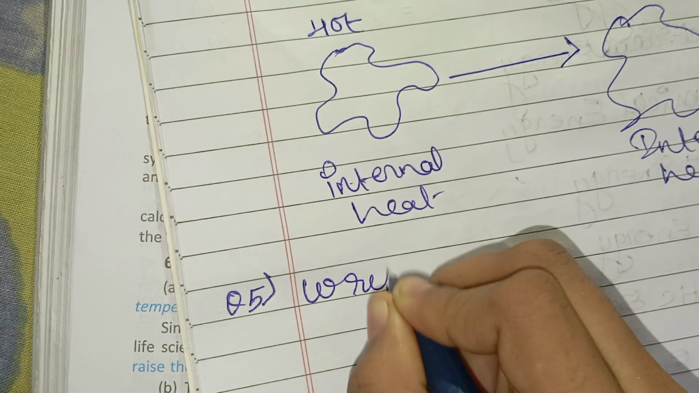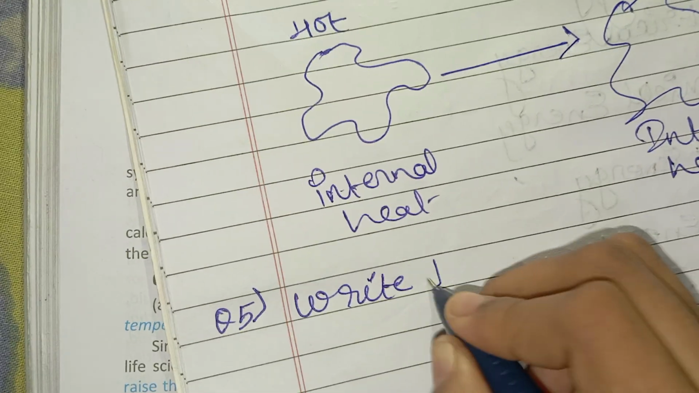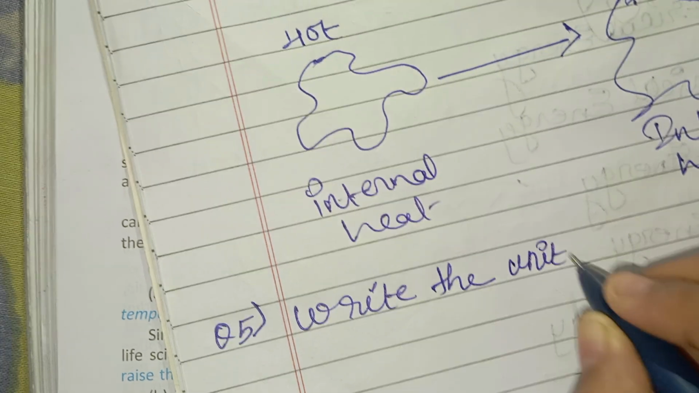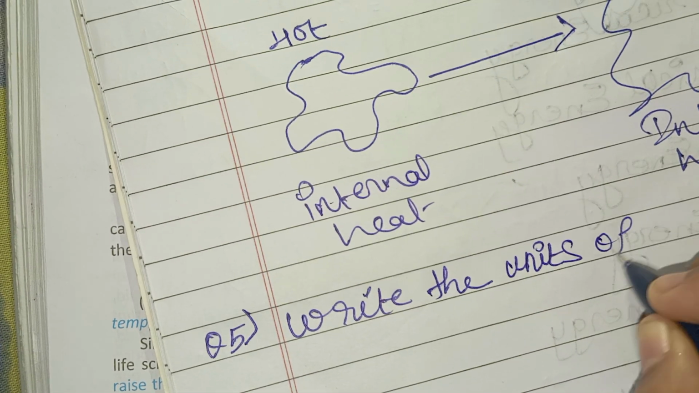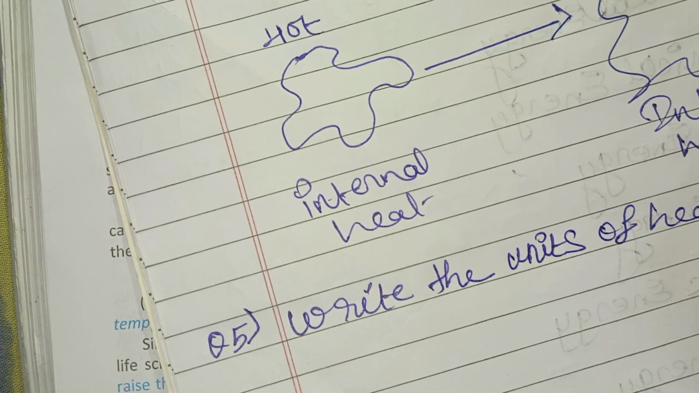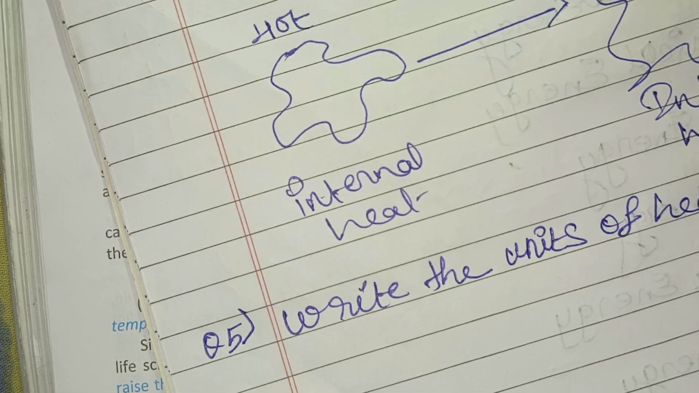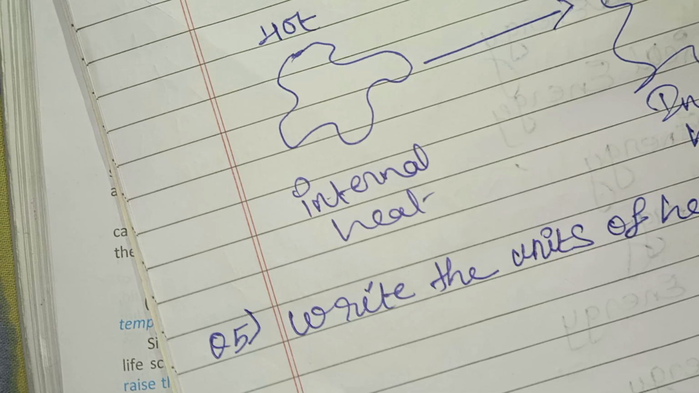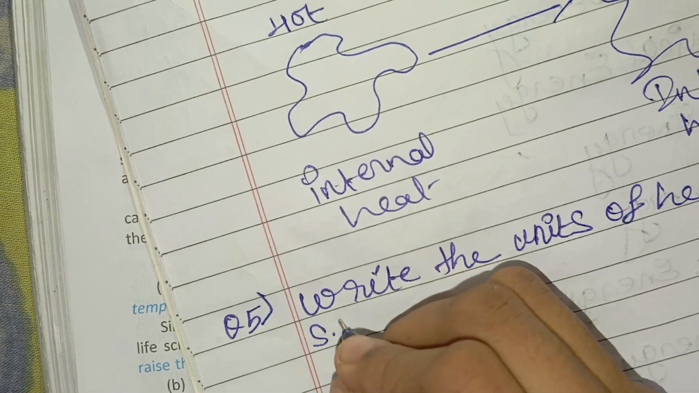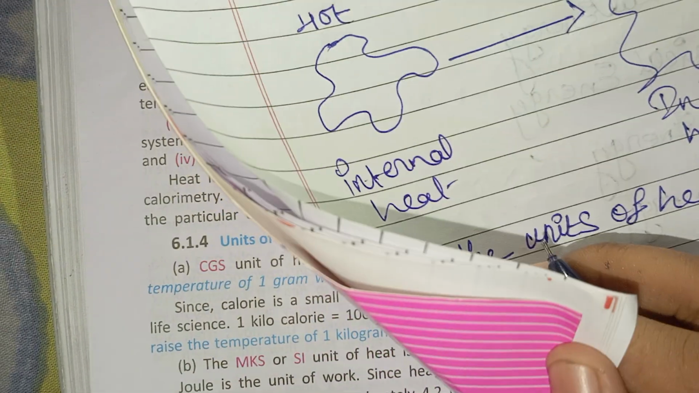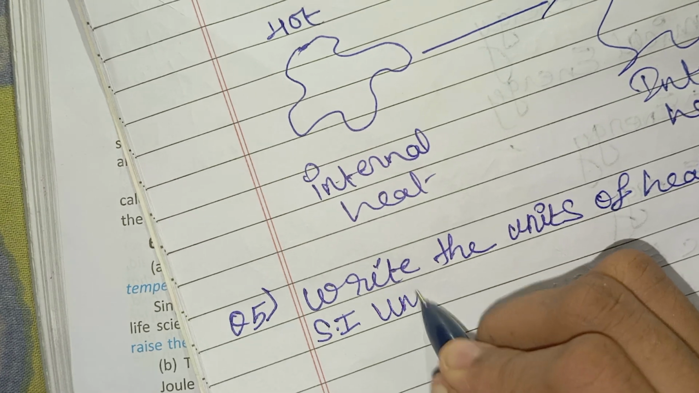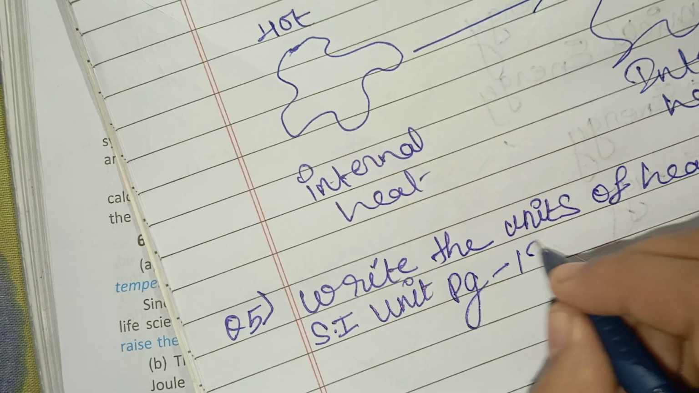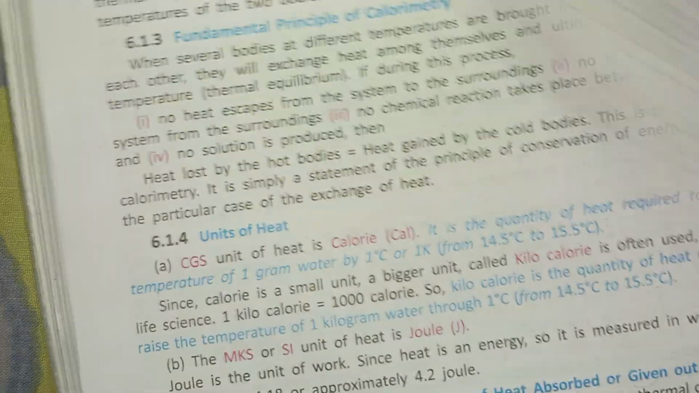Write the unit of heat in CGS and SI unit. Page 133. When I marked, you marked it.